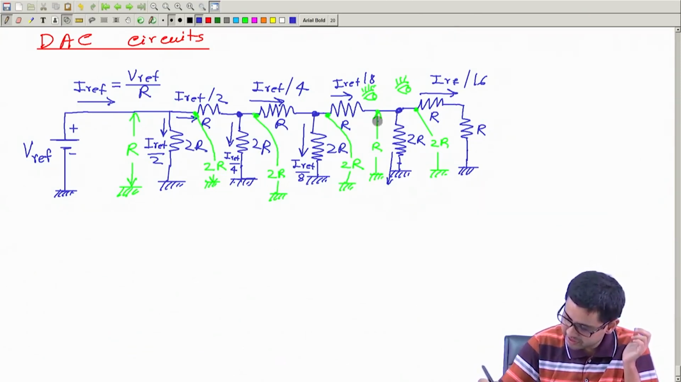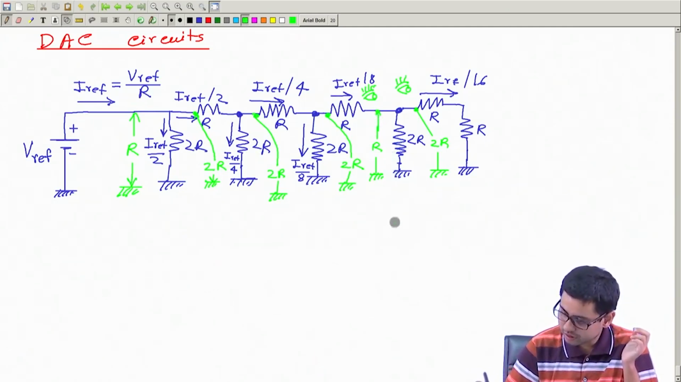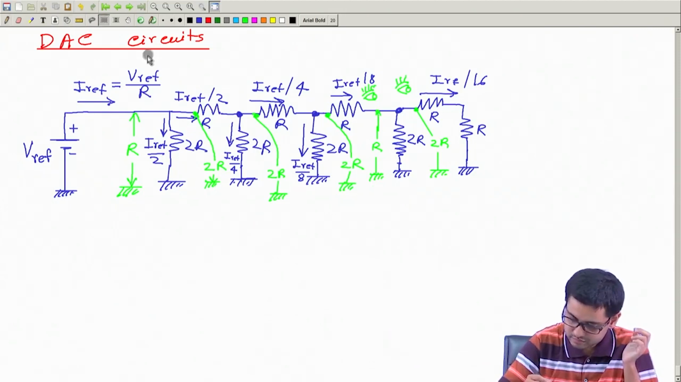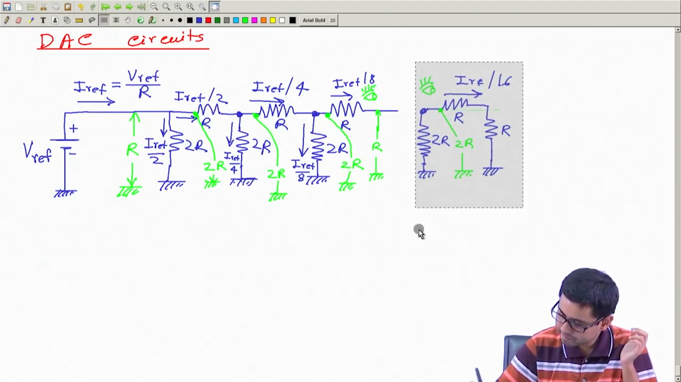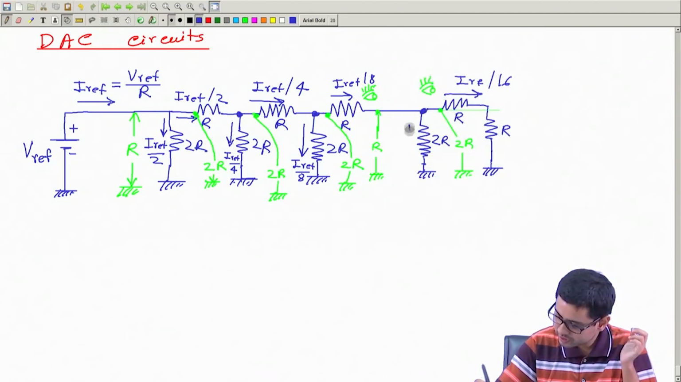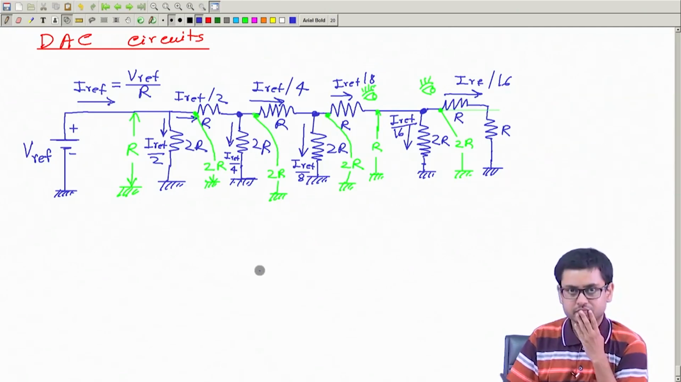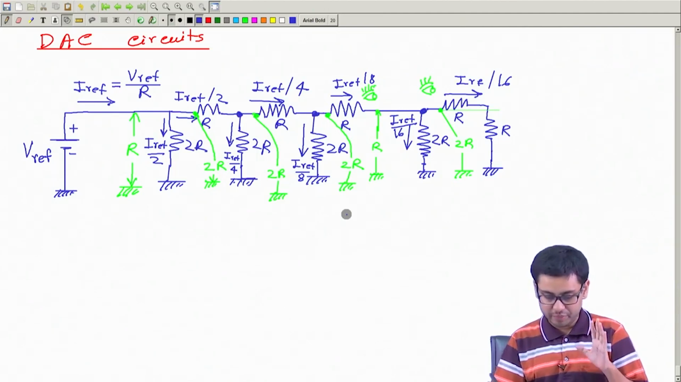Let me write it. Let me erase one of these. I'll need some space. This is I ref by 16. Okay. So this is how the current distribution will be.